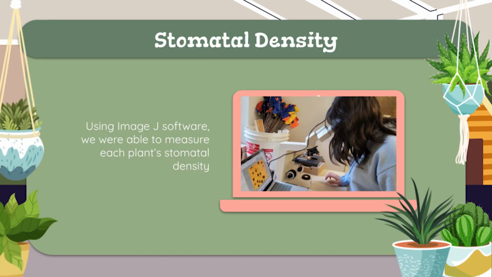We took clear nail polish with us to the Arboretum and to the forest behind Jack Baskin and used ImageJ software to measure each plant's stomatal density. However, I do need to put a disclaimer that our slides had a lot of air bubbles, and the data that we collected is pretty skewed and is not the most accurate representation of sun plants versus shade plants.